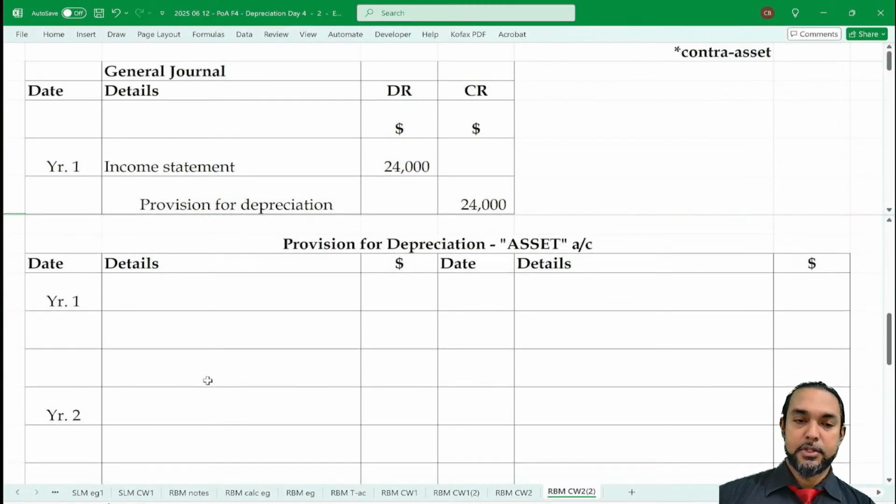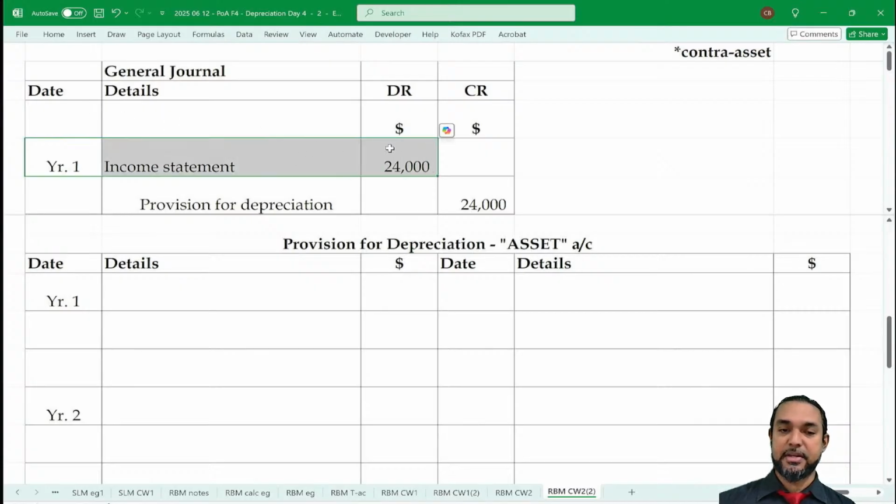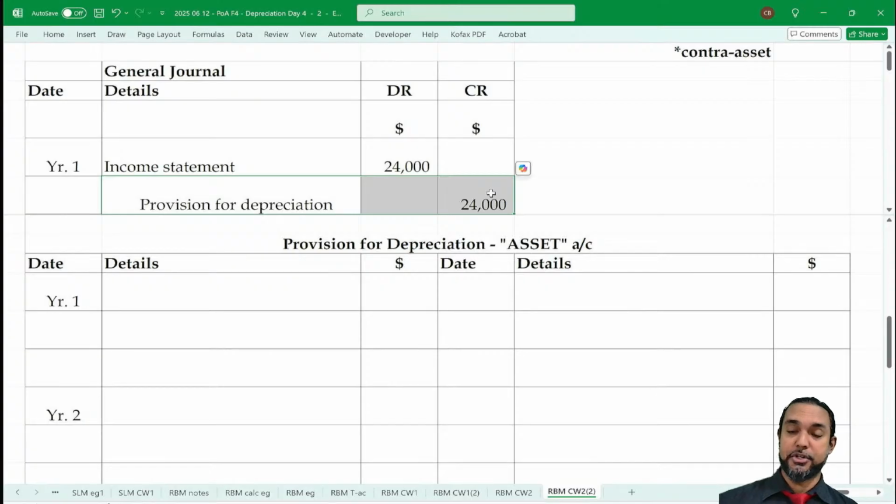Okay. So what I have on top of here is just the year one item. In the provision for depreciation account, I just put a generic asset. It could be furniture, equipment, motor vehicle, buildings. Well, not buildings, right? So what does it say here in the general journal? It says to debit income statement and credit the provision for depreciation T account.